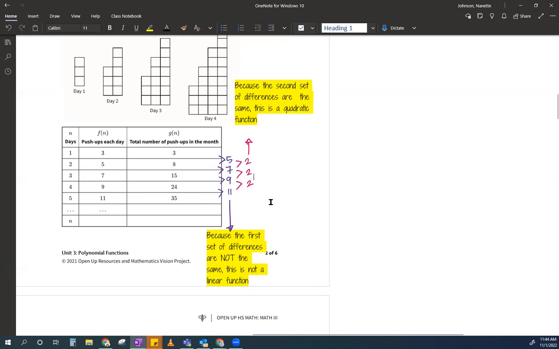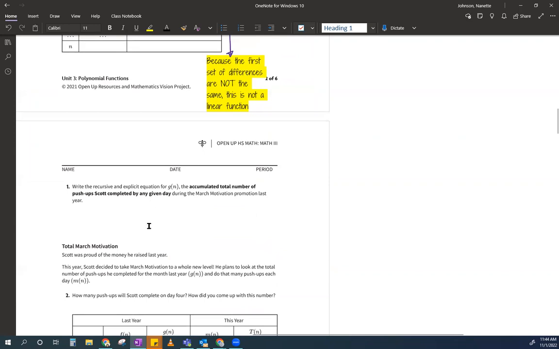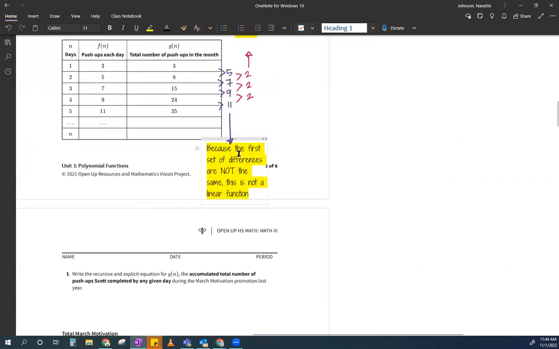Okay, 1, 2. Some people are like, Miss Johnson, I hate recursive functions. Recursive for this one is actually really easy. Okay, so what would happen? How would I get the next number? How many would he do on day 6? What would I put for day 6? How many would go right here? What number would go right here?